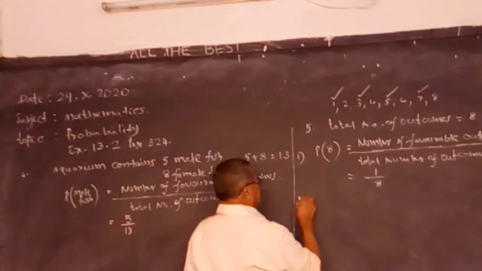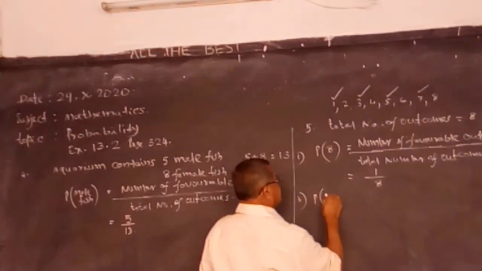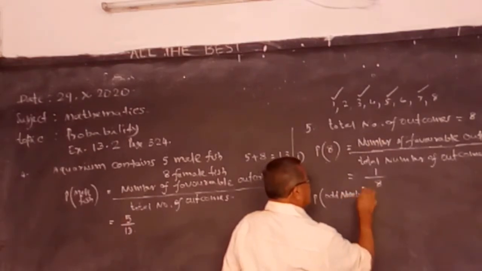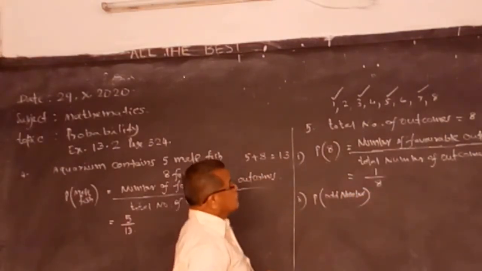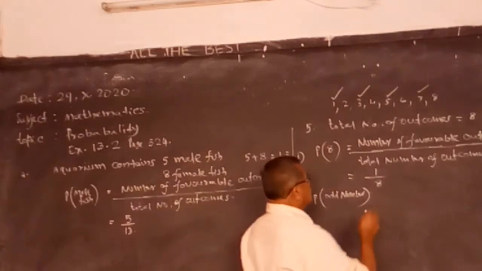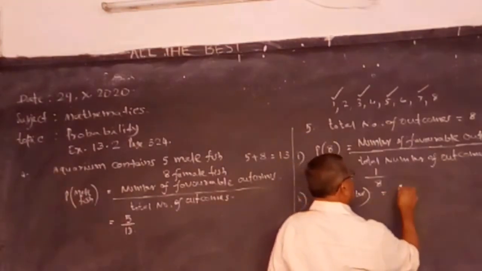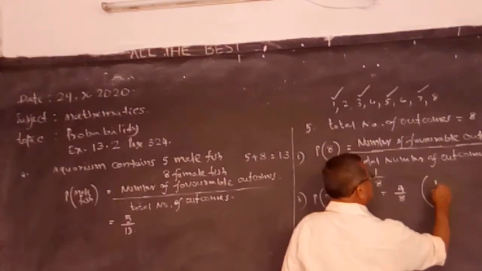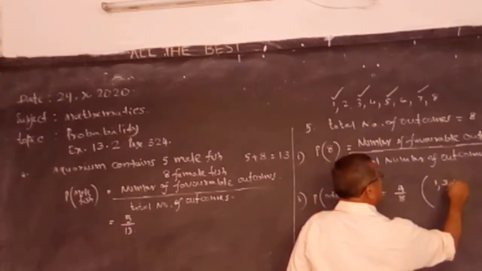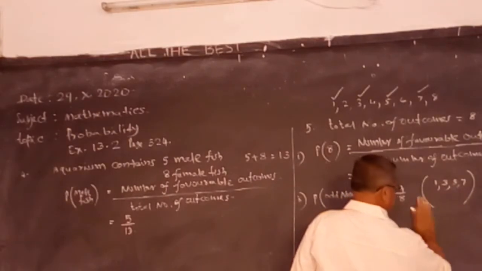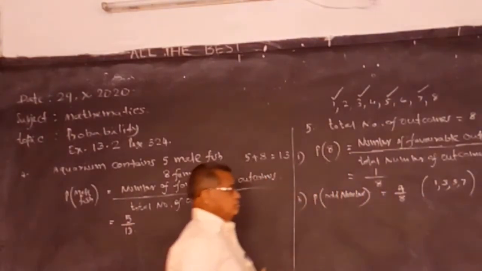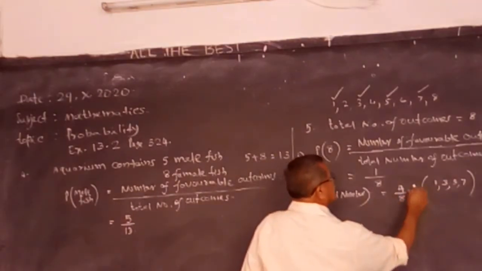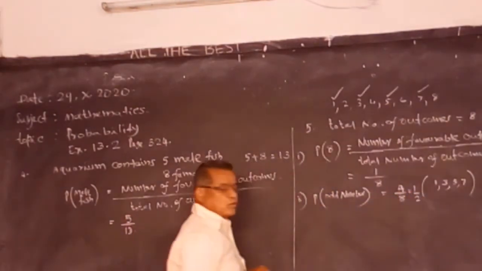Right, second question. Probability of odd number. Total number of odd numbers are 4, so 4 out of 8. What are the odd numbers? 1, 3, 5, 7. So this is nothing but 1 by 2 also. 4 ones are 4, 4 twos are 8.